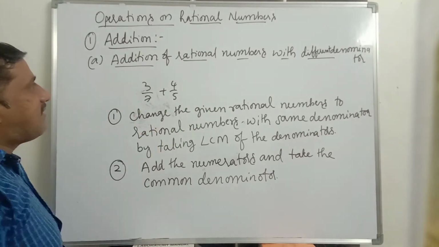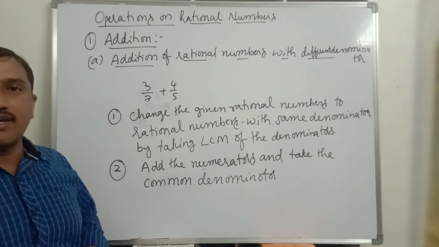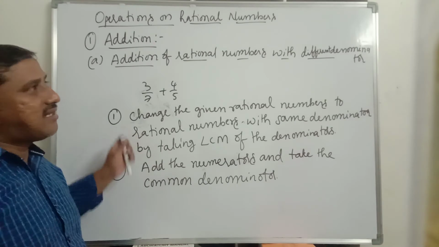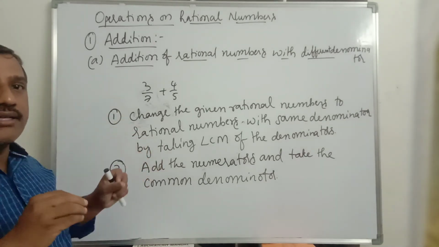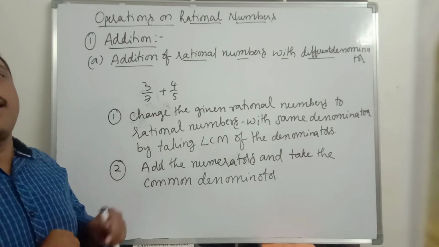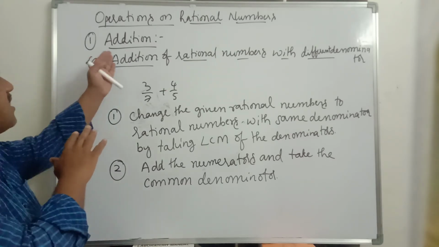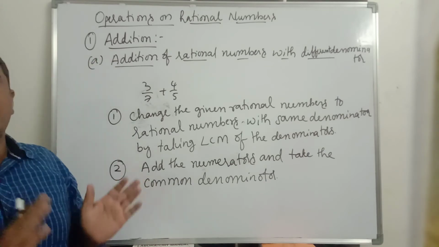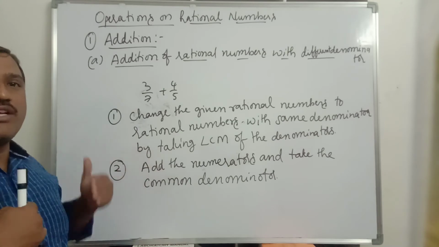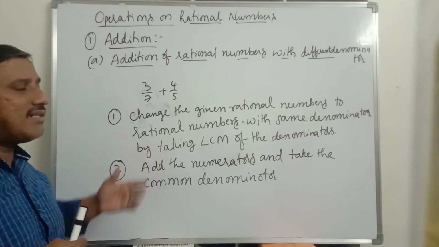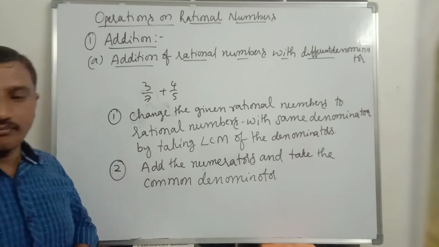Now we will discuss some problems related to addition of rational numbers. Is it clear, children, how to add two rational numbers? It is quite similar to fractions and integers. If you know the concept of operations, not only addition but subtraction, multiplication and division will also follow what we studied for fractions as well as integers. We will follow the same concept.